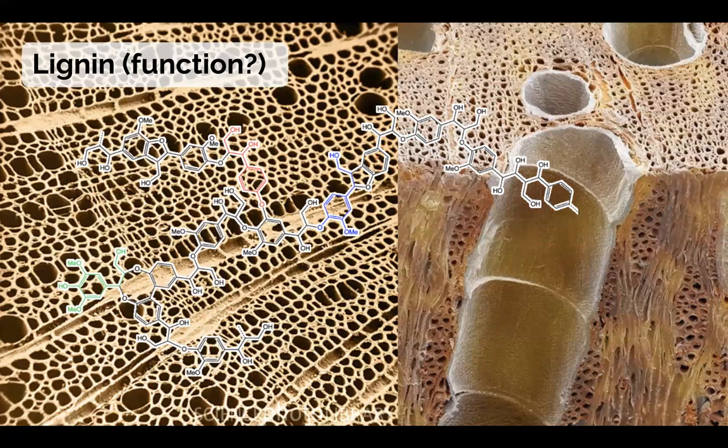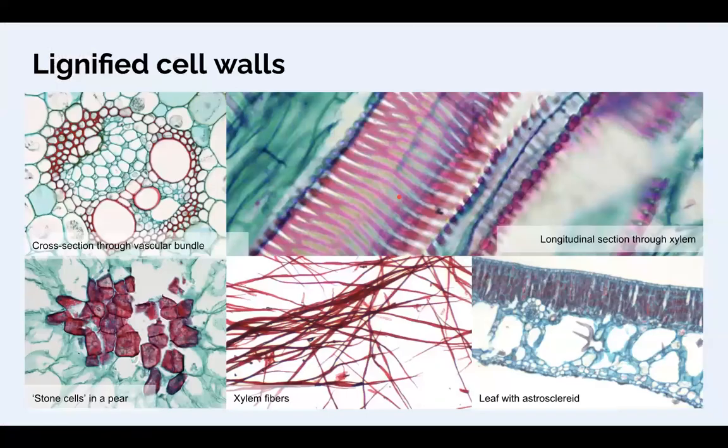Lignin's waterproof, it's stiff, and it's really resistant to decay or breakdown. A lot of organisms are unable to break down lignin, which makes it very sturdy for the life of the plant, but also even after the plant is dead. Lignin can be very tough to break down.